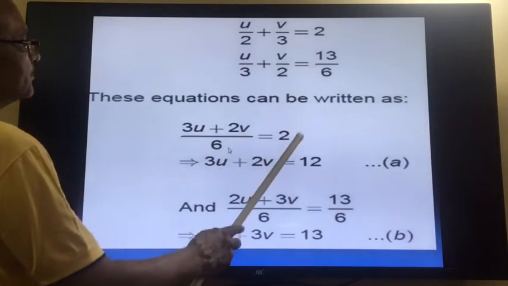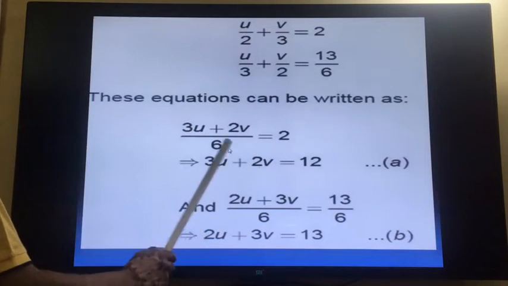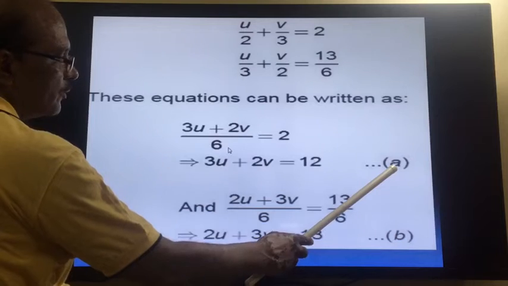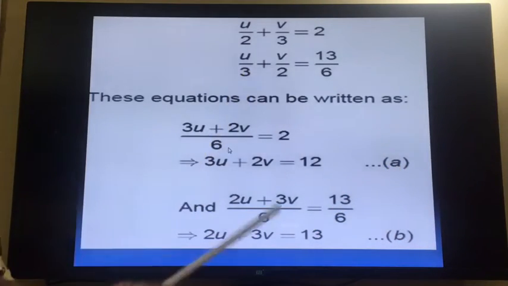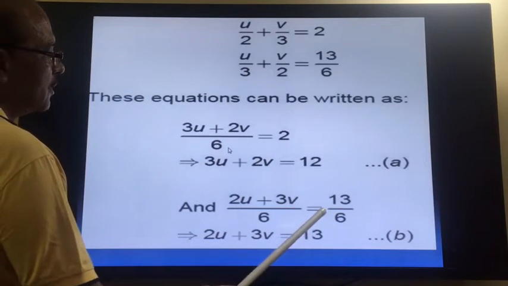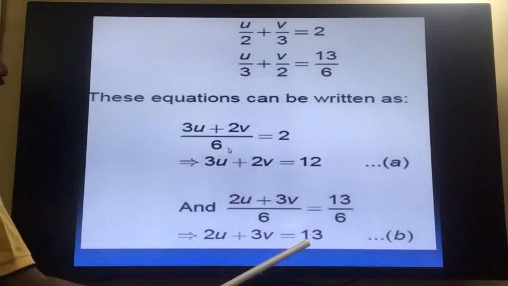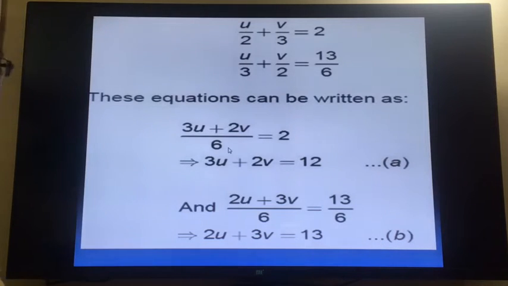is equal to 2. Now we do the cross multiplication, so 3u plus 2v is equal to 6 into 2, 12. This is our new equation, we are giving the name A. Now the second equation, LCM is 6, then here we will get 2u plus 3v is equal to 13 upon 6. Now 6 cancels, so we get 2u plus 3v is equal to 13. This is our second equation, B. So A and B are the two equations. Now we will solve these two equations by any method.